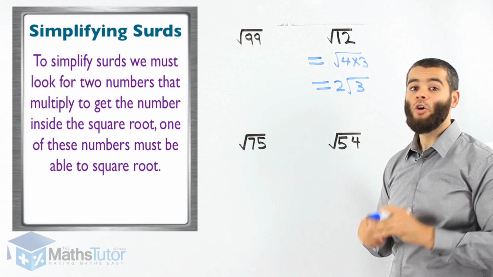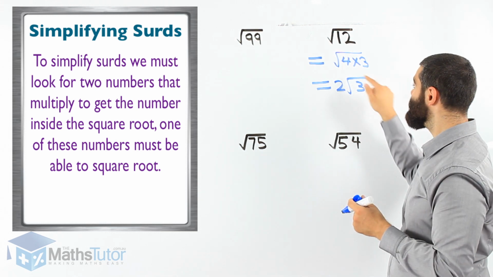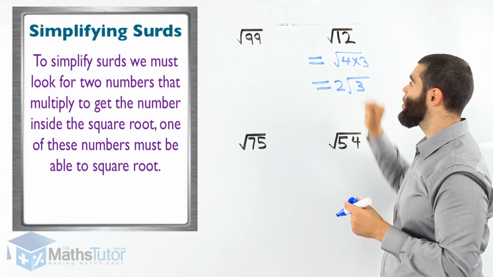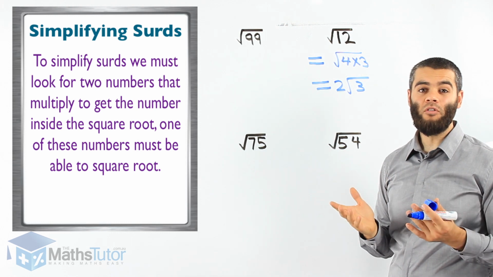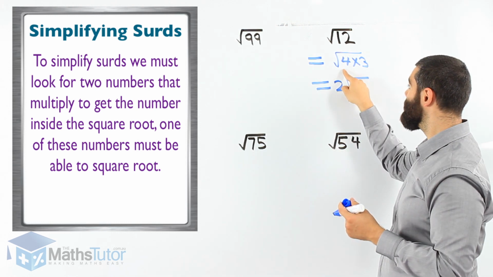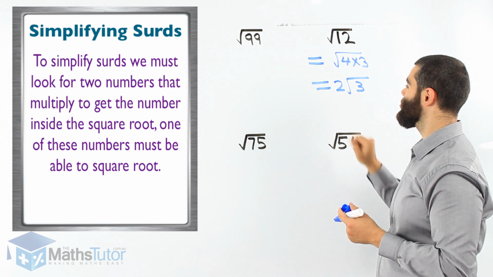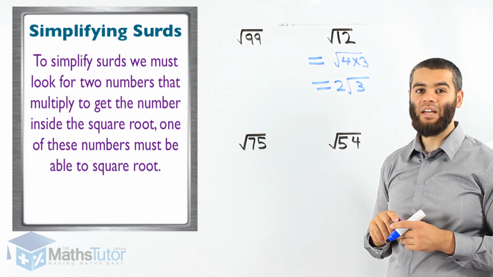We look for two numbers. One of them has to have a square root. 4 times 3 makes 12. We square root the 4, it comes out and becomes a 2. 2 root 3 is our final answer.